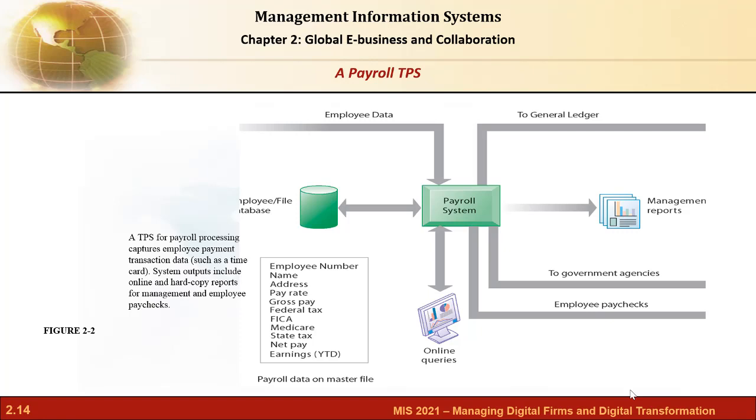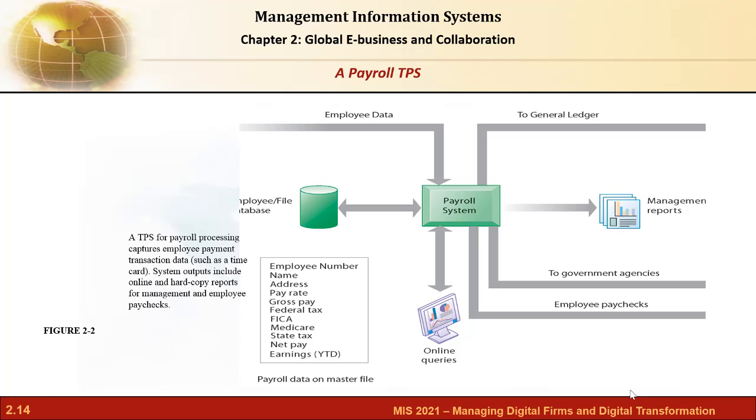We have management reports from the payroll system. We also have to report to the top-level managers, and report to a government agency, for example on income tax, and we have to send employee paychecks. So managers need the transaction processing system to monitor the status of internal operations and the firm's relation to the external environment, sometimes linking to the external environment, for example a government agency.